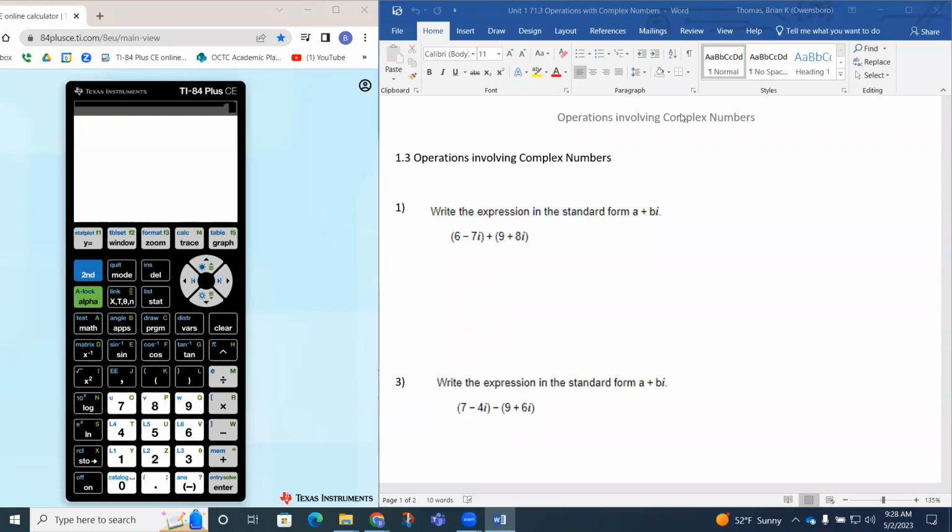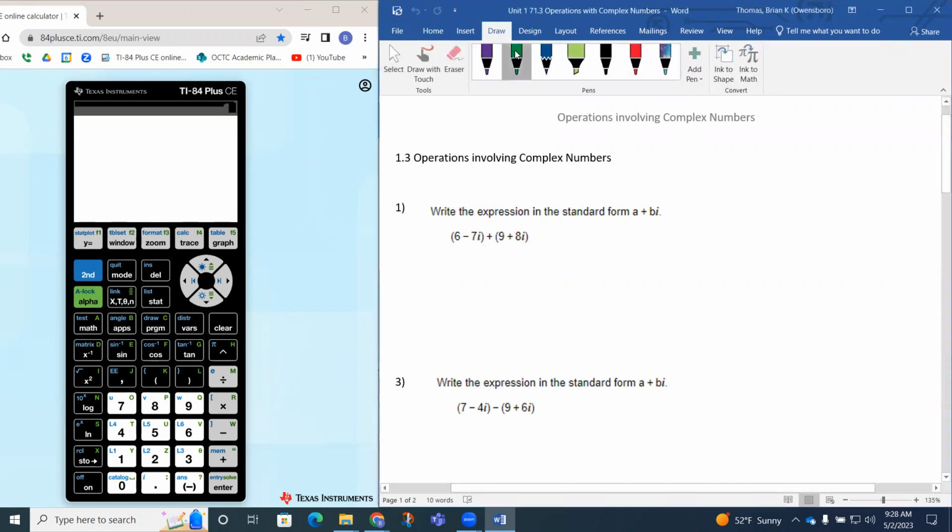So this is going to involve operations involving complex numbers. Remember, by definition, complex numbers are in the form a plus bi, where a represents the real number, and then this bi is going to represent the imaginary number. And again, a real number cannot be added to an imaginary number. Only reals can be added to real values. Imaginary numbers can only be added to imaginary numbers when you're simplifying.